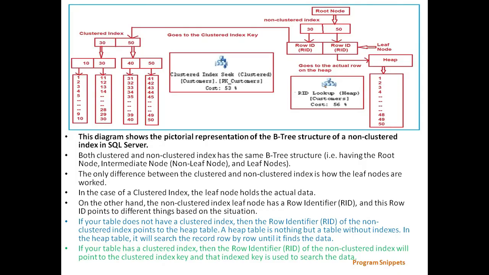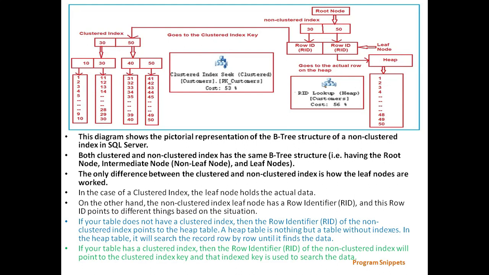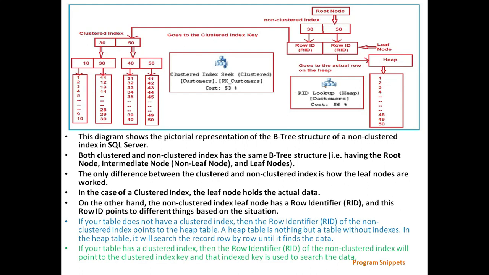This diagram shows the pictorial representation of B-tree structure of the non-clustered index in the SQL Server. Both clustered and non-clustered indexes has the same B-tree structure, that is having the root node, intermediate node and leaf node. The only difference between the clustered and non-clustered index is how the leaf nodes are worked. In case of clustered index, the leaf node holds the actual data. On the other hand, in non-clustered index, leaf node has a row identifier, and this row ID points to the different things based on the situation.